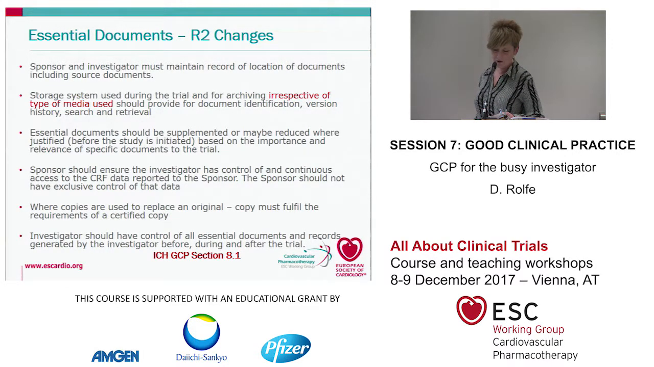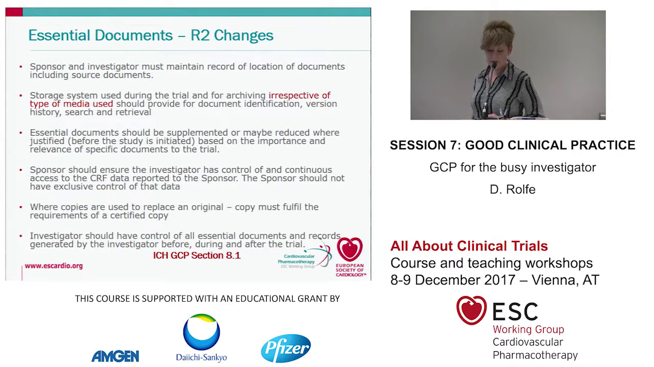Storage system used during the trial and for archiving, irrespective of the type of media used, should provide for document identification, version history, search and retrieval. So some of the inspectors that have been going out to sites are all very modernised with the hybrid studies or with the electronic files. However, what they are finding difficult is where the electronic filing system hasn't got a retrieval, so you can't have a search function on it. So just make sure that if you are going to have your files inspected, that there is a way that particular documents can be quickly found.